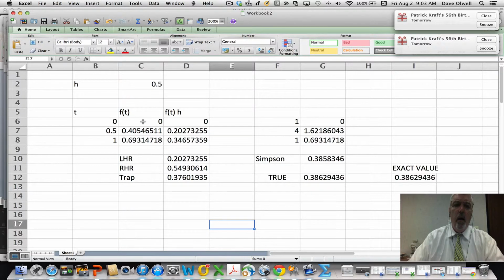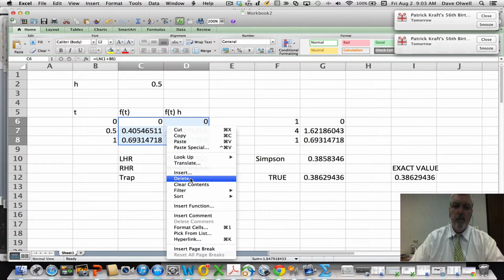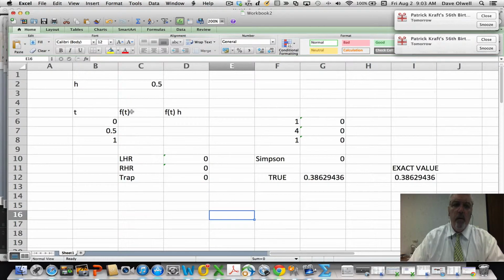So let me just delete this out for right now. Clear the contents. All right, so here I've taken the interval from 0 to 1, because remember, we want to integrate the log of 1 plus t from 0 to 1. And I've broken it up into just 2 intervals, with just a midpoint. A very crude approximation for the first pass so you can see it.